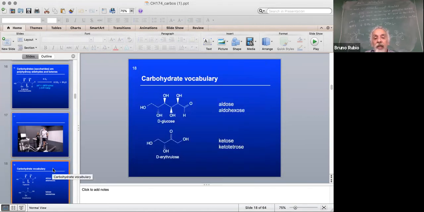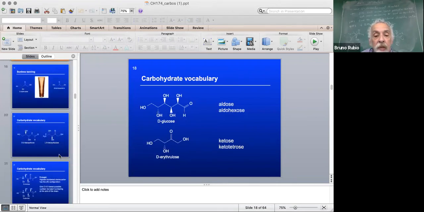Okay, we talked about the aldose and the ketose. So there's glucose, our most important sugar. This is the sugar that is found in blood. If you're a diabetic, this is the sugar that you're testing for. D-glucose, it's an aldose, it's an aldohexose, and this is D-erythrulose. It belongs to the D stereochemical family. The highest numbered chirality center must have the R absolute configuration.